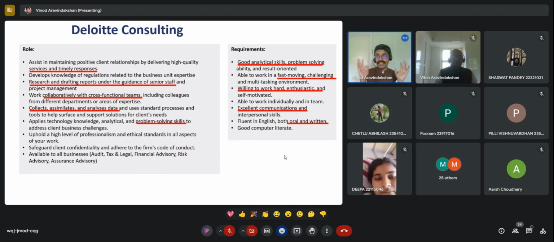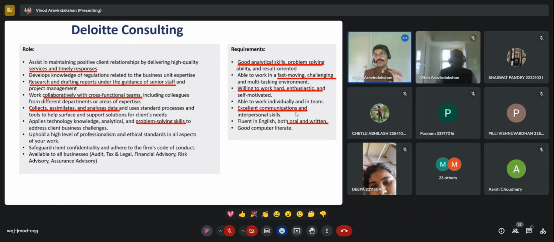So if you feel that you are a person who likes work-life balance, you want to come to work at 8, leave at 5, and do something else after going home, Deloitte is probably not the place for you, right? It's going to be challenging, fast paced, working hard. They also mention working hard, right? So you have to work very, very hard. They want you to be self motivated. Excellent communication skills. They want good fluency in English, both oral and written. Written skills are very important, and oral skills are also important. So these are some of the skills Deloitte is looking for.